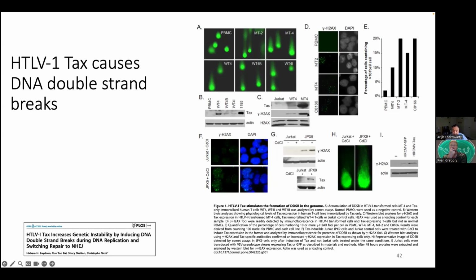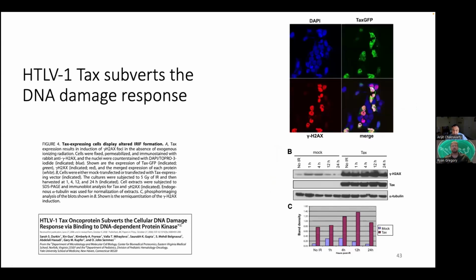So you're looking at three different ways, in this case with HTLV1 tax, that you can see the DNA double-strand break response. Not only do you have the double-strand break response, but it actually subverts the double-strand break response. In this case, they infected cells, and then they looked at tax expression.